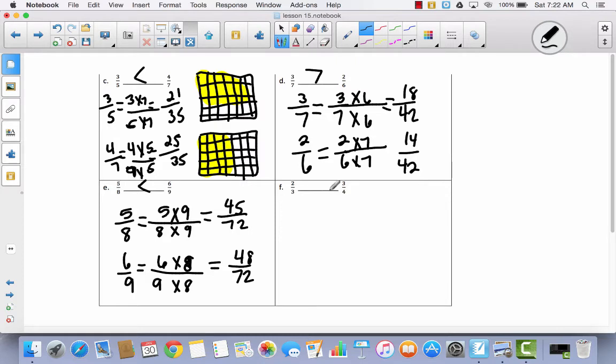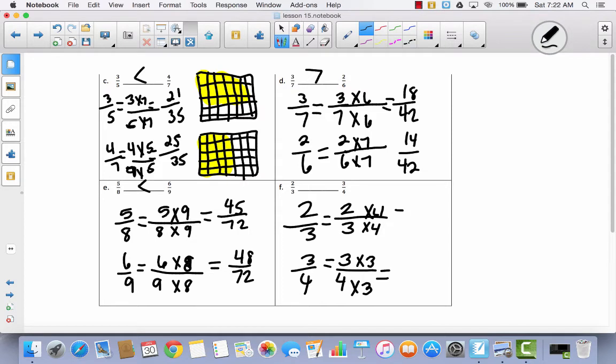All right, last one. I have 2/3 and 3/4. I'm going to take my thirds and multiply them by 4. And I'm going to take my fourths and multiply them by 3. Now I have a common denominator. I have 8/12 and 9/12. Well, 8 is less than 9. So 8/12 is less than 9/12. So 2/3 is less than 3/4.